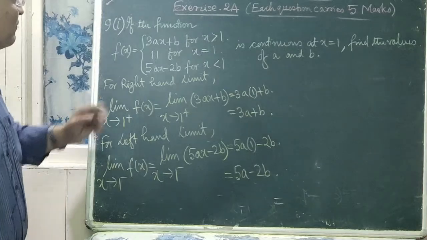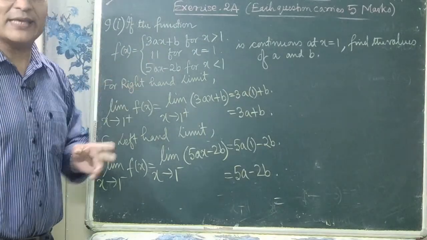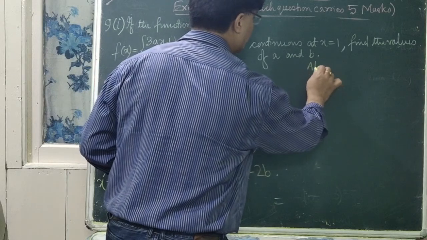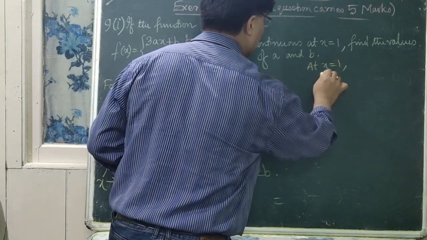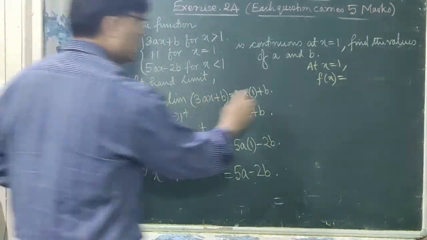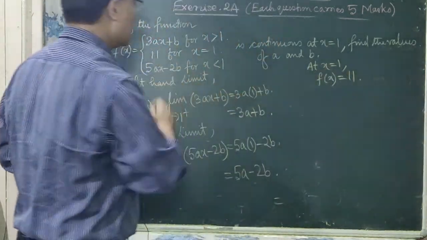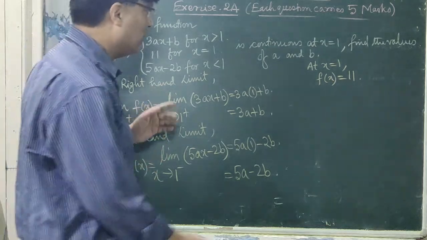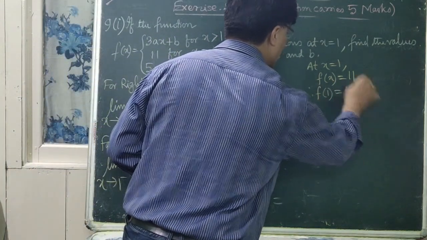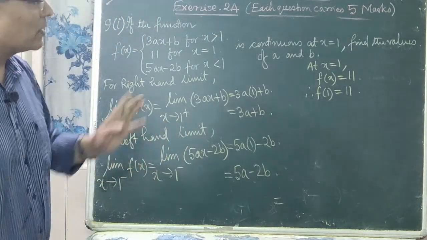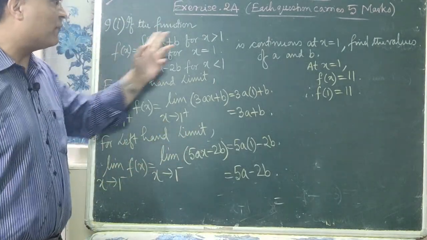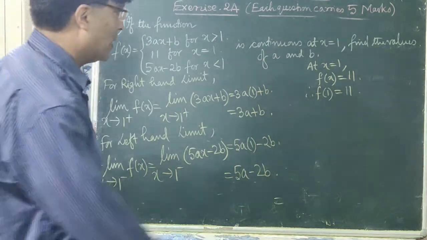Now you have to find out the value of the function f of x when x is exactly equal to 1. Now at x is equal to 1, what is the value for f of x? f of x is equal to 11, you know that. From the question it is given f of x is equal to 11. Now put x is equal to 1. So f of 1 is equal to 11. Is that clear? Now since in the question it is given that this function f of x is continuous at x is equal to 1.